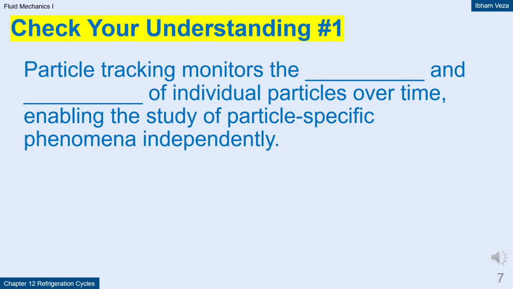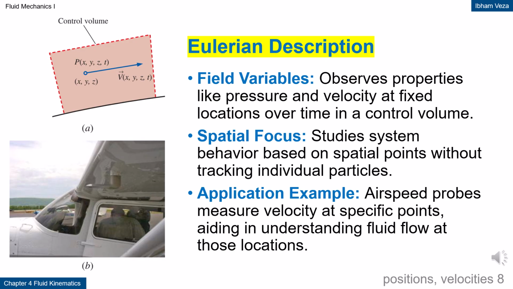Check your understanding, question number 1. This slide is a concept check question about what is actually tracked in the Lagrangian approach. The key idea is that this approach monitors the position and velocity of individual particles. By answering this question, the distinction between particle tracking and field observation becomes clearer. The question reinforces the main focus of the Lagrangian description. This part is not discussed further here as instructed.